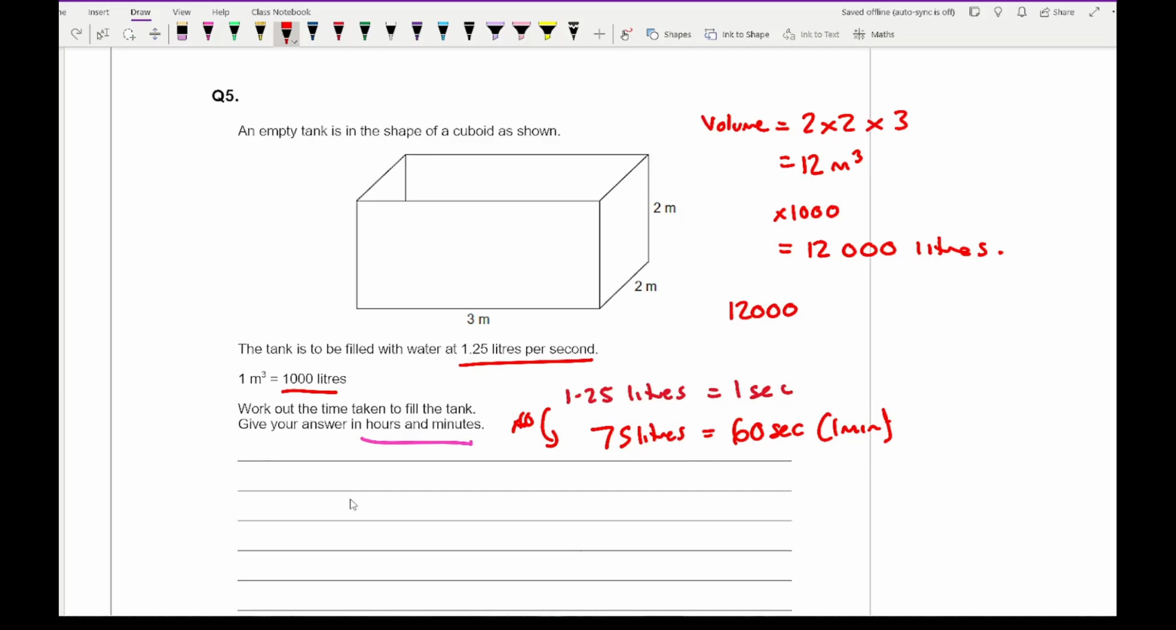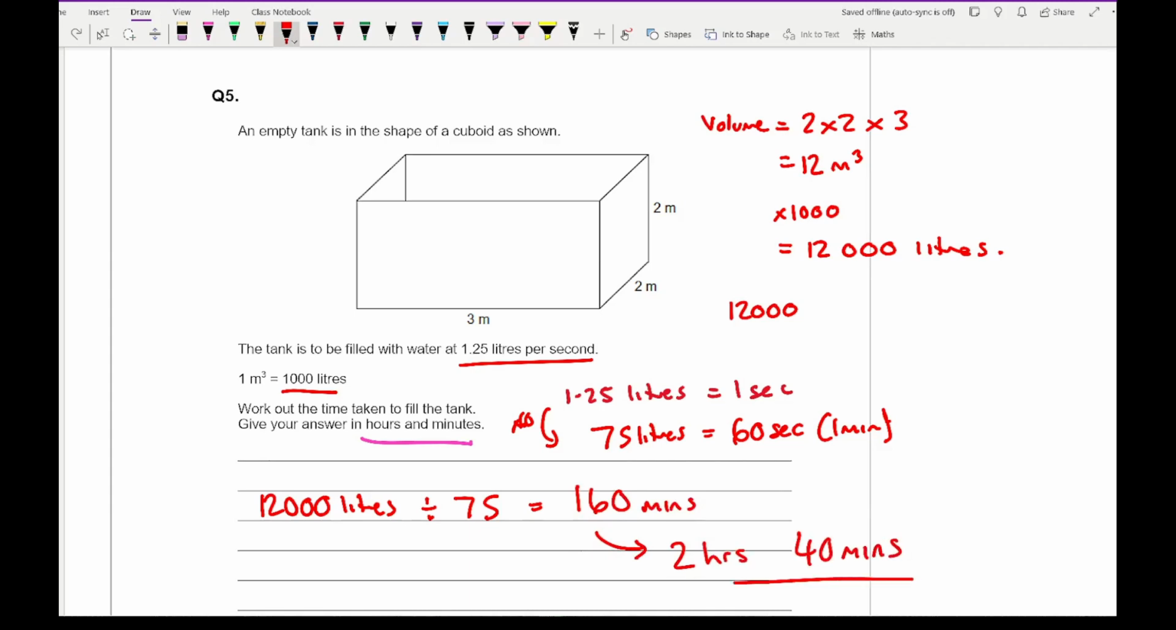So if I then do 12,000 litres divided by 75, that should give me 160 minutes. Then converting this, that's going to be 2 hours, which is 120 minutes, with 40 minutes remaining, and that there is my final answer. Now if you did work with seconds, that's absolutely fine, but I would say this is probably the most logical and efficient way of doing it, and gives you more chance of getting the right answer. So that there is what we should have.